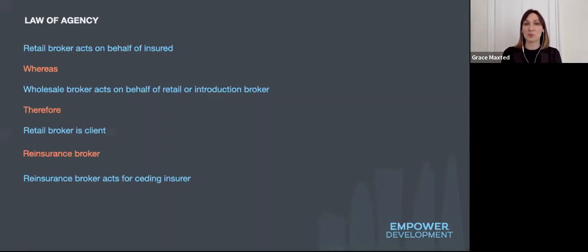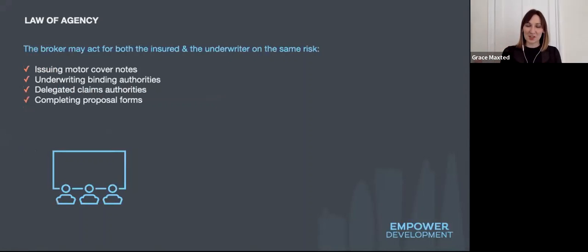At any given time, make sure of this, as these are going to be the first couple of questions on your multiple choice. Read it through carefully and see who exactly they're working for in a particular timescale. As we've just suggested, they can be working on behalf of both in some circumstances. A couple of examples the book talks about are issuing motor cover notes, binding authorities, which we'll talk a lot more about later on, and delegated claims authorities. Also, whilst completing the proposal form, because you're gathering information on behalf of your client for the insurer to review.